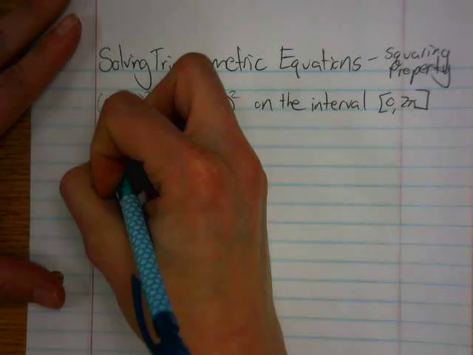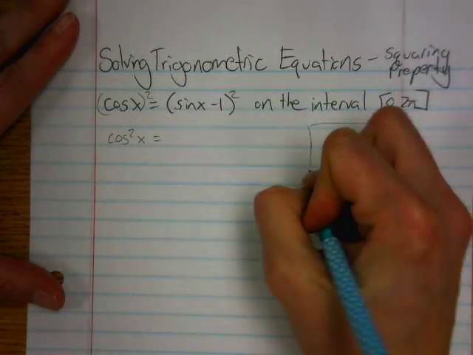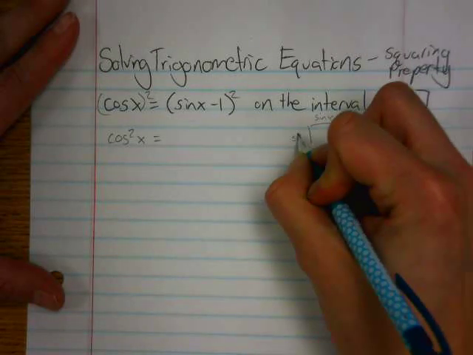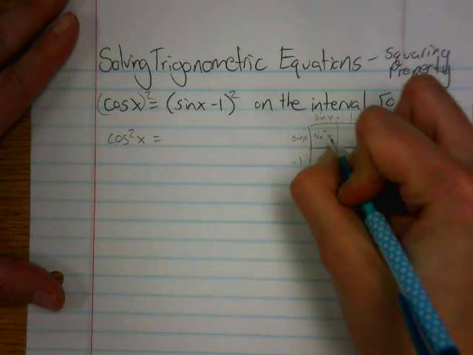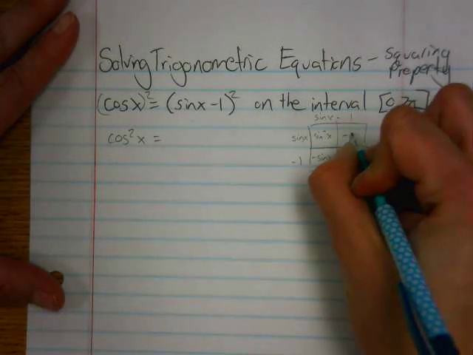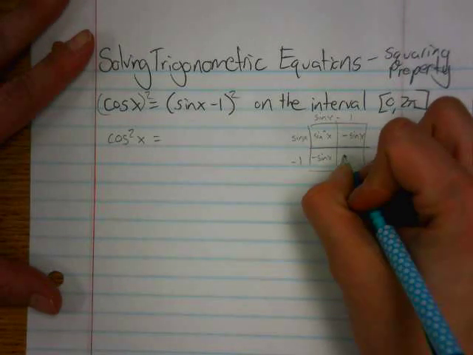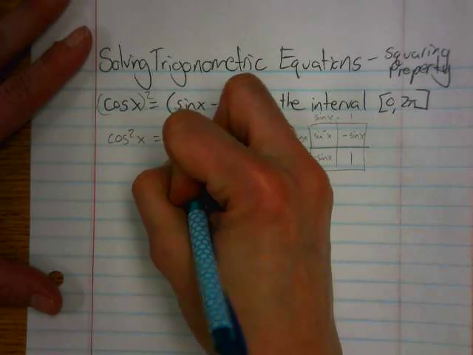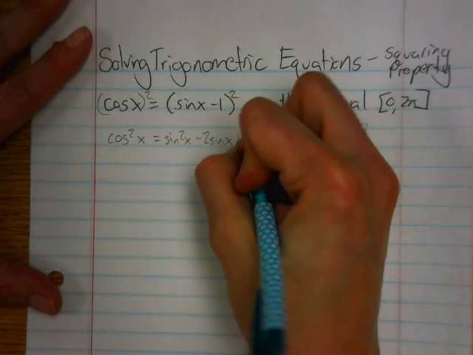Let's see what happens. I end up with cosine squared on this side. On this side, if you need to expand that by setting up a box, you can. And we'll end up with sine squared minus sine x and minus sine x, which is negative 2 sine x. And a negative 1 times negative 1 is a positive 1. So sine squared x minus 2 sine x plus 1.